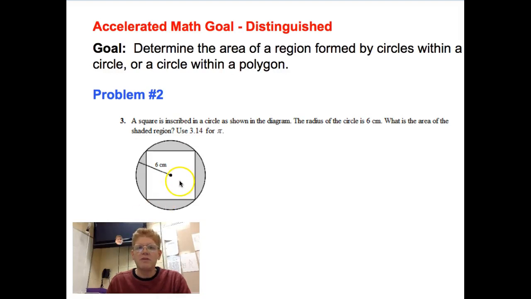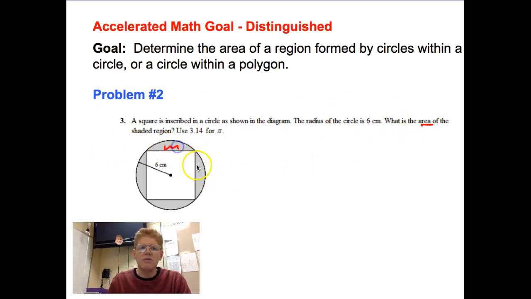With this accelerated math goal, we're going to continue working on some geometry concepts. We're told here that a square is inscribed in a circle as shown in the diagram. To be inscribed means to have the edges touching the outside. The radius of the circle is 6 centimeters. What is the area of the shaded region?